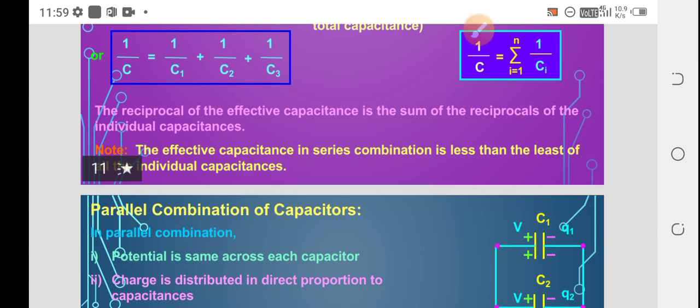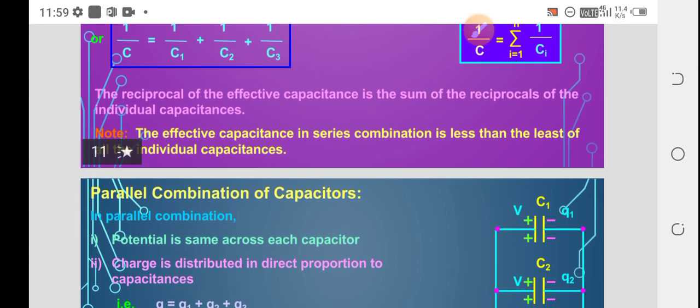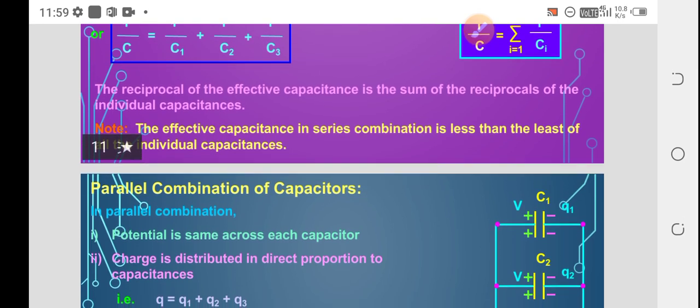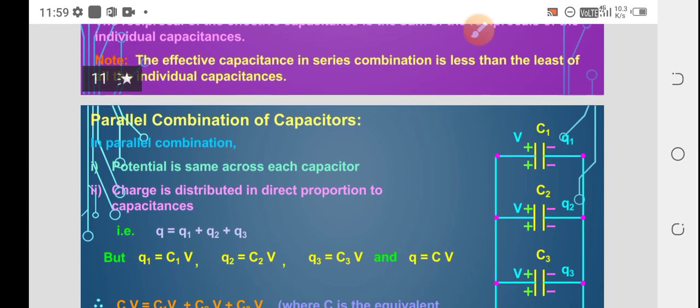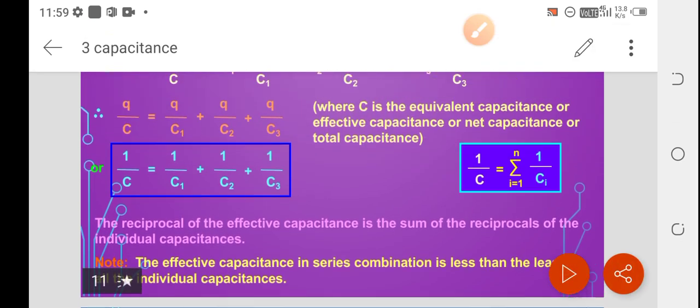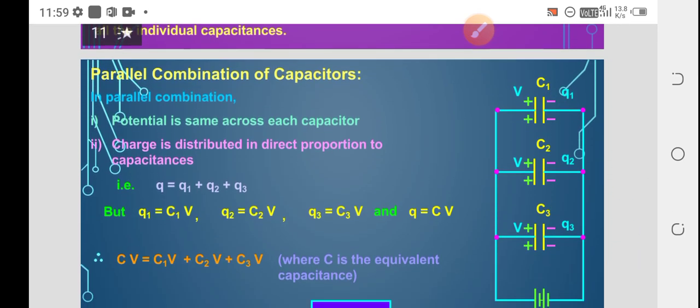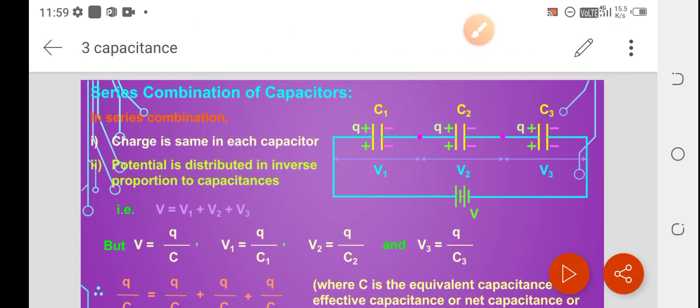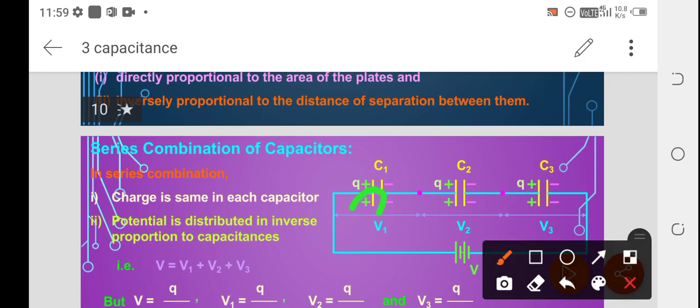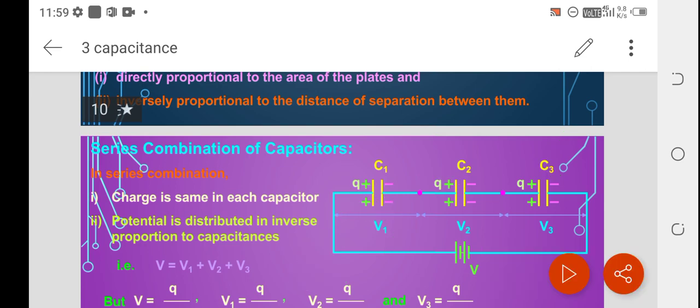What we can note: the effective capacitance in series combination is less than the least of the individual capacitances. You can simply analyze this. For example, take the capacitances 3, 4, 5. If you find the total capacitance in series, that value is less than 3.